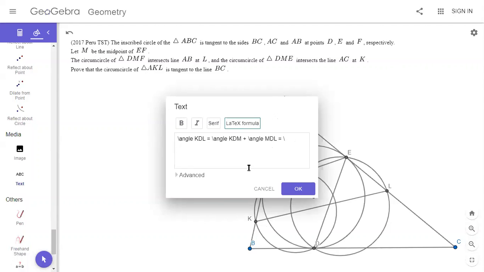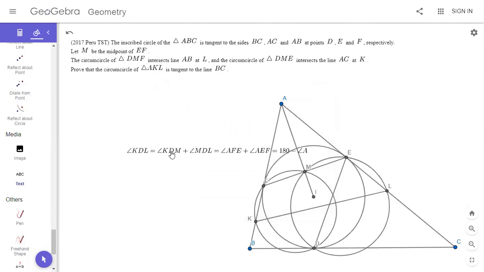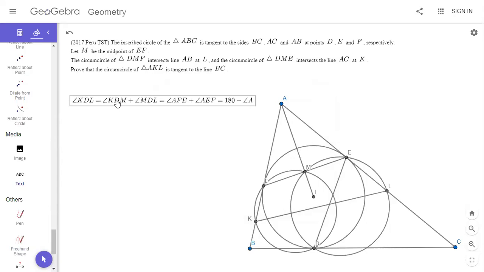Which is equal to angle AFE plus angle AEF, which is 180 minus angle A. Okay. So by that angle chase, we know that AKDL is cyclic.